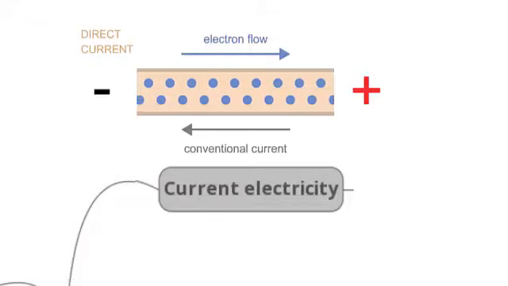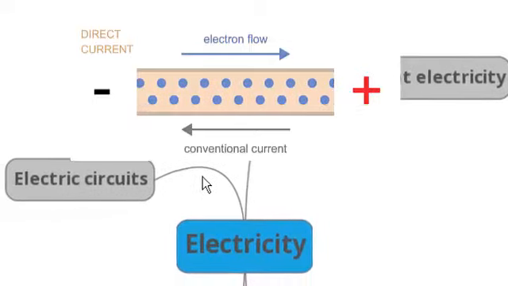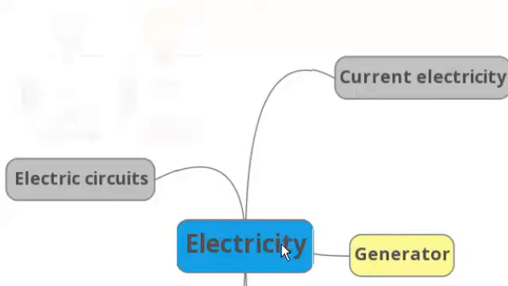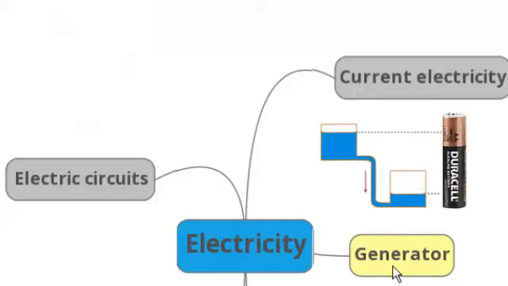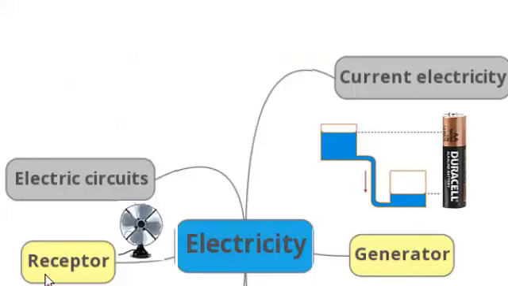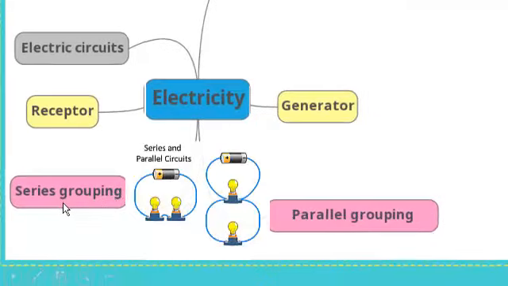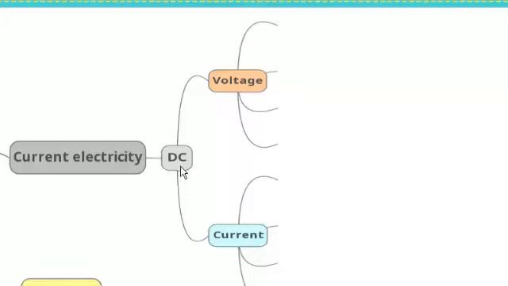It would be helpful if we start by making a quick revision. Electricity is of different types, however, we were interested in studying current electricity. In this chapter, we have seen what an electric circuit is, and we studied also generators and receptors. Generators and receptors could be connected in parallel or in series. Concerning current electricity, we were interested in studying the direct current voltage.